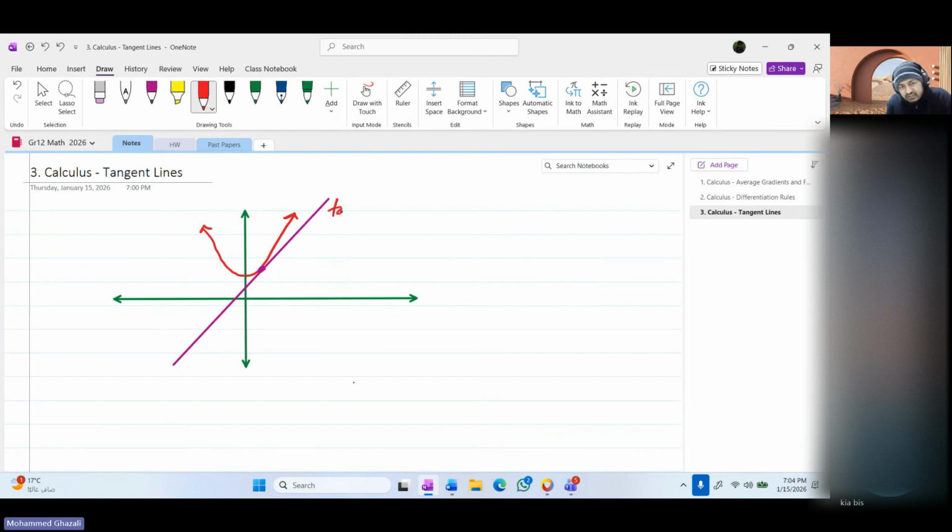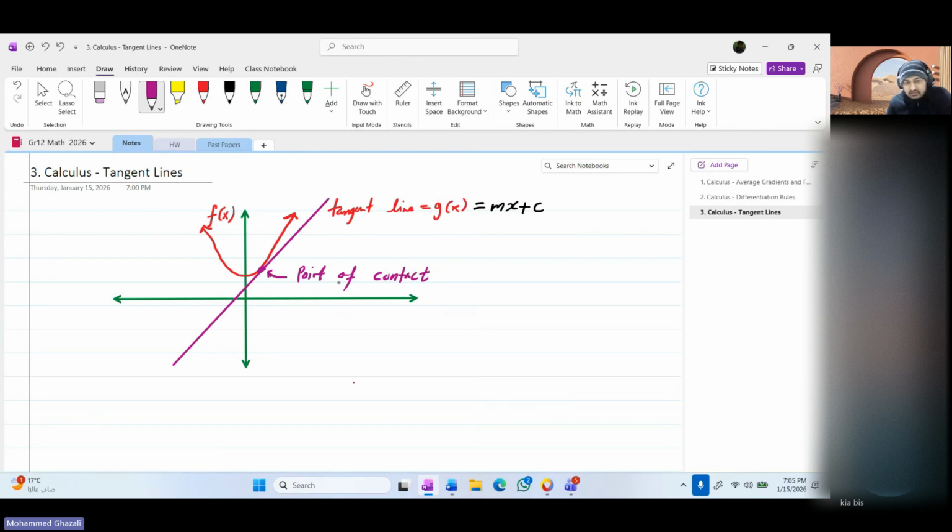Now, what's a tangent line? This is a tangent line. Let's call the tangent line g of x, right? A tangent line is always in the form mx plus c, because it's a line. The equation of the tangent line has to be mx plus c. Now, this is a function f, the original function, f of x, right? Where they meet, the point here, that's called the point of contact.